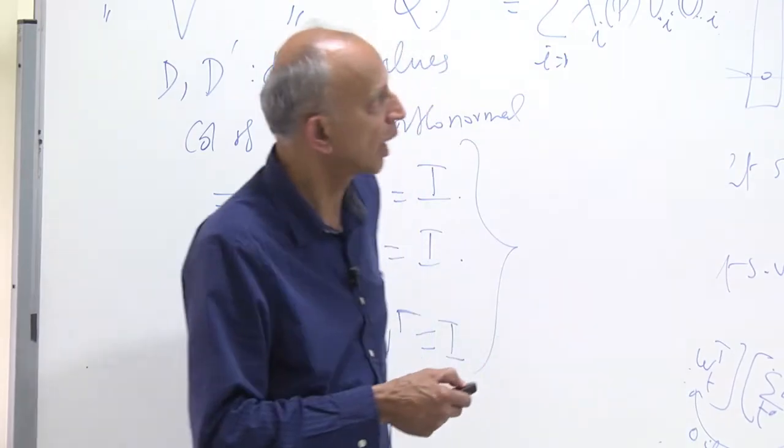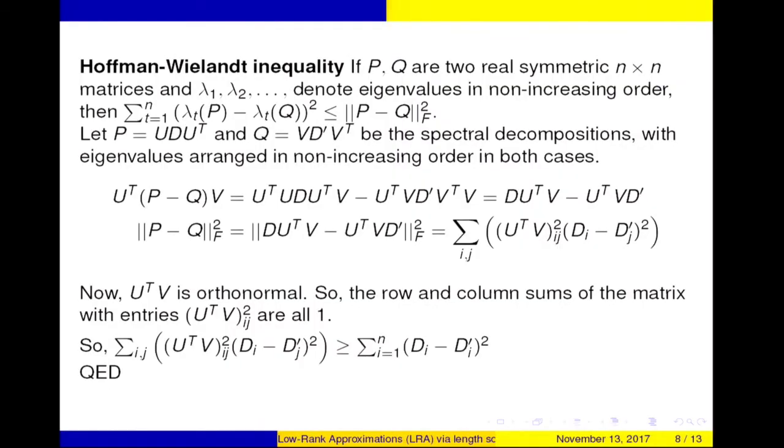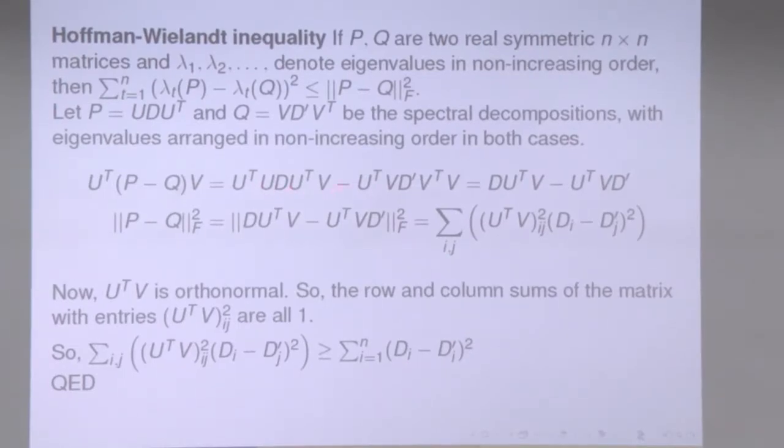So these are spectral decompositions with eigenvalues arranged in non-decreasing order in both cases, and I'm going to do something that looks like it's pulled out of the hat. I'm going to take P minus Q and multiply by U transpose and V on the two sides. I'm just expanding this out. U transpose U is the identity, so that goes away, and I get D times U transpose V. And again, V transpose V is the identity, that goes away, and you get that.